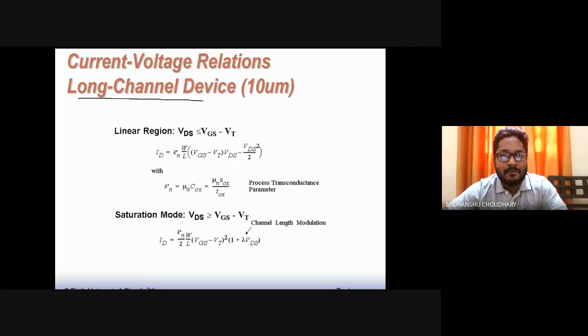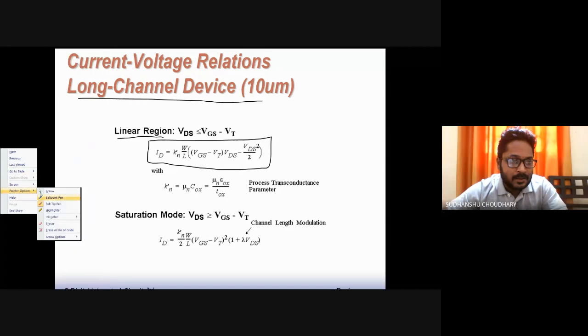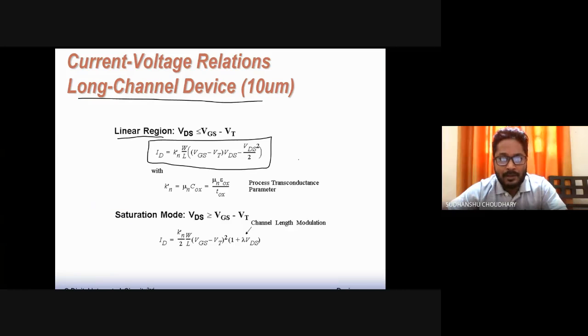In a long channel device, the current is modeled by this relation. In the linear region, the current ID is equal to mu n Cox, that is the process transconductance parameter, multiplied by W by L, times VGS minus VT into VDS minus VDS square by 2. So in the linear region, the current is calculated using this relation, where Kn prime is the process transconductance parameter.